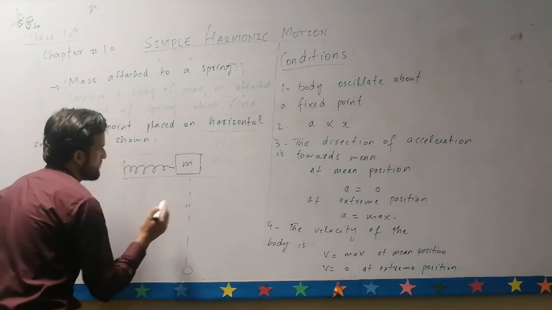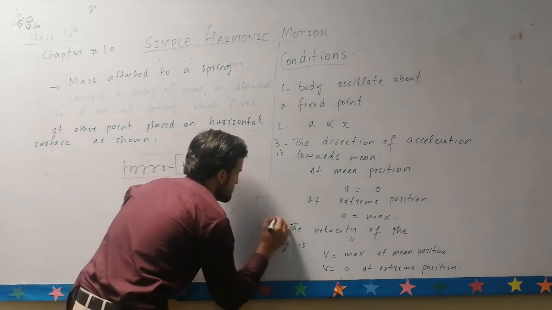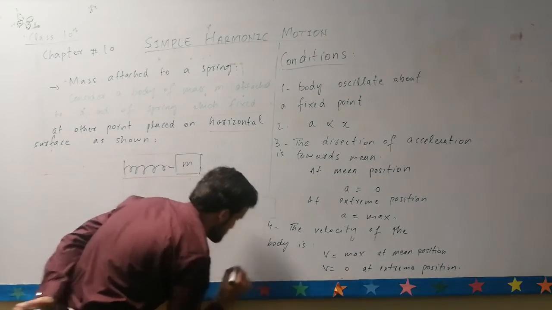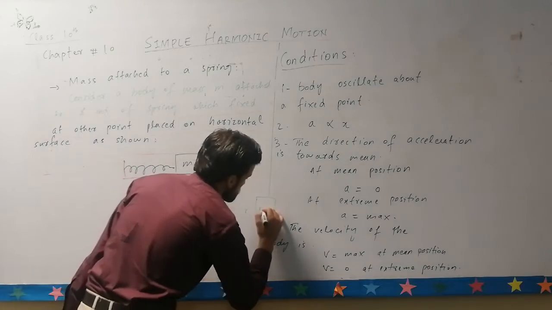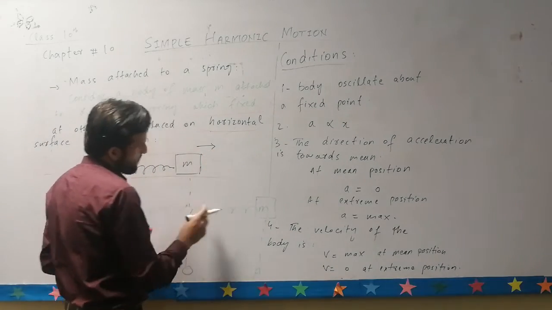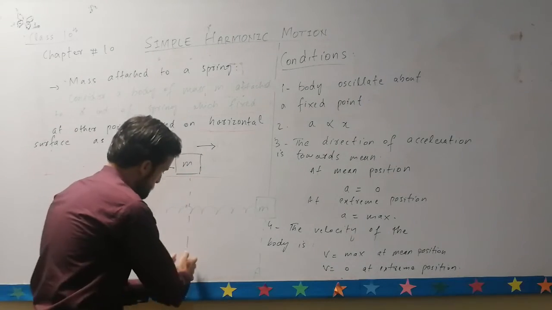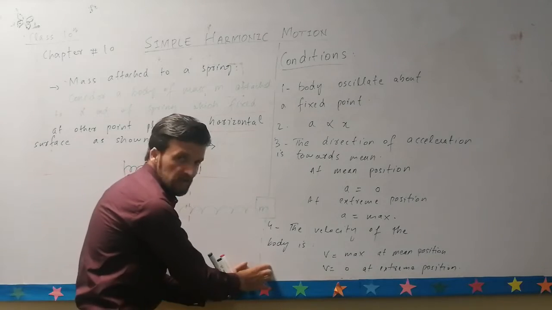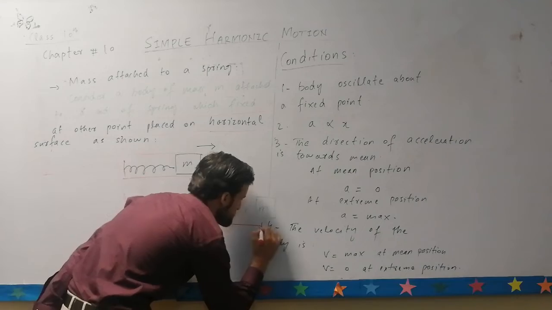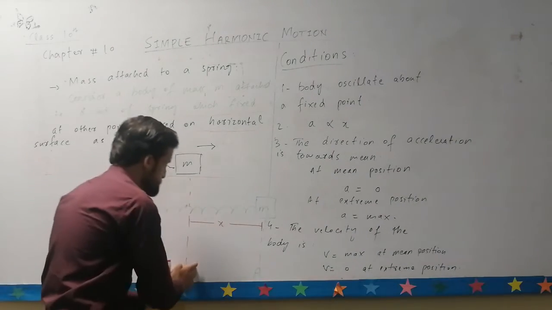When we apply a force, we stretch the spring and push it to the point A. This is the extreme position of the body. When we apply the force F here, the spring stretches and the mass M moves from position O to the point A, and it covers the displacement x from the mean position. This is the displacement covered by the body about point O.